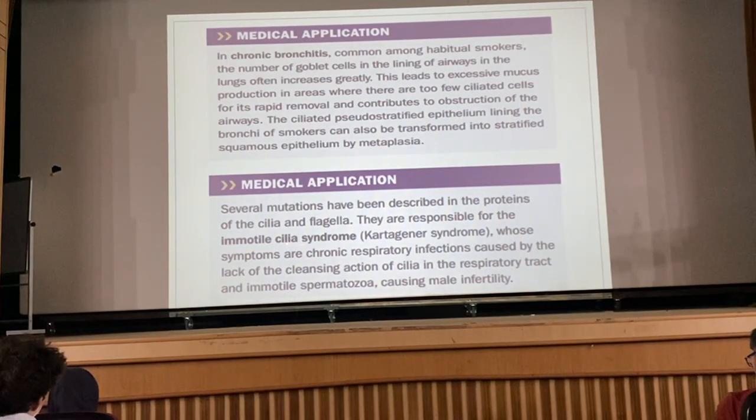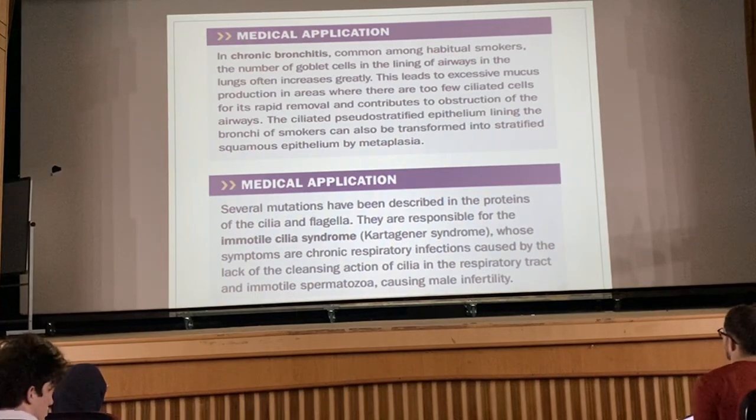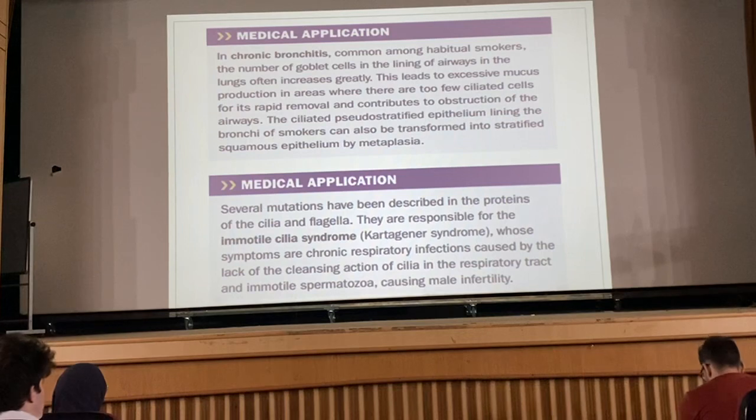They are responsible for the immotile cilia syndrome, whose symptoms are chronic respiratory infection. The person with this syndrome has a chronic respiratory infection because of dysfunctioning of these cilia. There will be accumulation of thick secretion in the bronchi and the cilia are immotile, cannot propel the accumulated sputum or the secretion. So they are more prone to infection than the normal person.